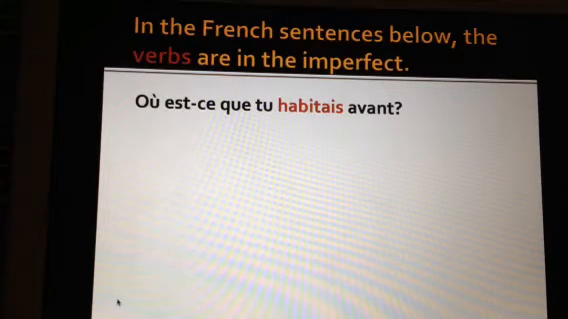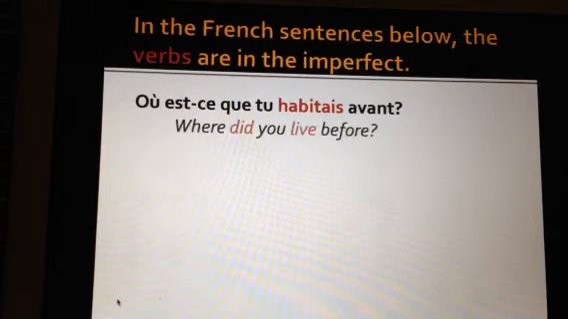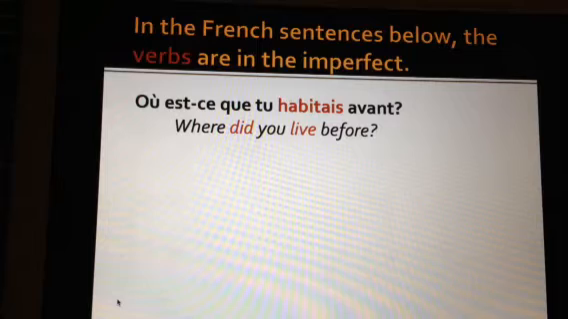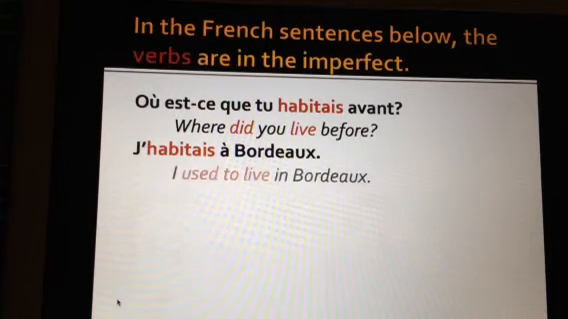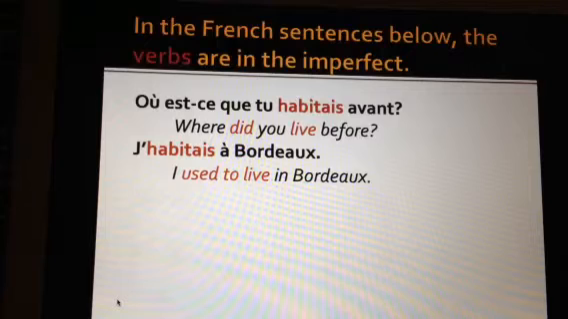Où est-ce que tu habitais avant? Which means, where did you live before? So in this case, habiter means did live. J'habitais à Bordeaux. I used to live in Bordeaux. So habiter means used to live in this case.